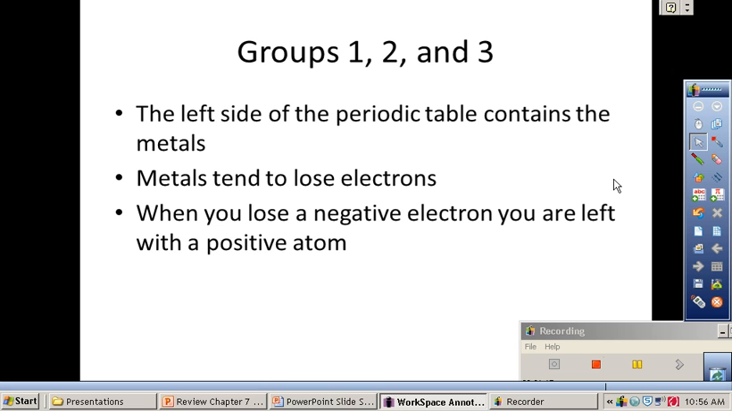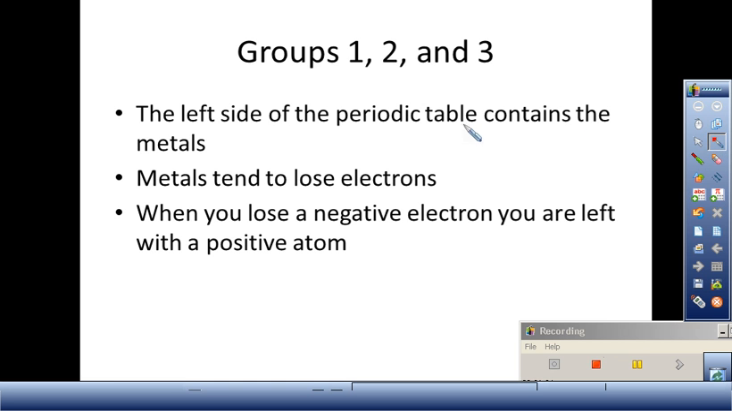Now first thing we're going to do is figure out the charge of an ion. An ion is just an atom that's lost or gained an electron. Now if we focus on the three groups on the left, group 1A, 2A, and 3A, those are going to be our metals. Alright, group 1, 2, and 3, left side are metals. They tend to lose electrons. And for our purposes, we can say they're always going to lose electrons.